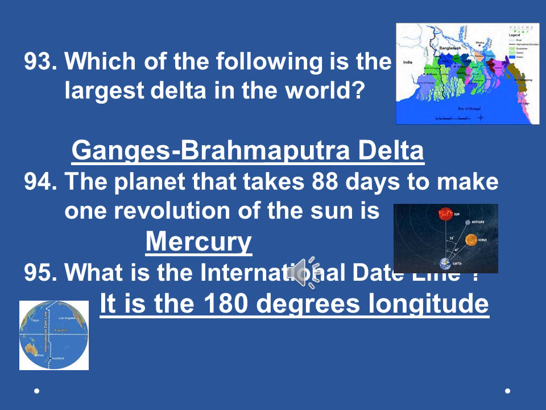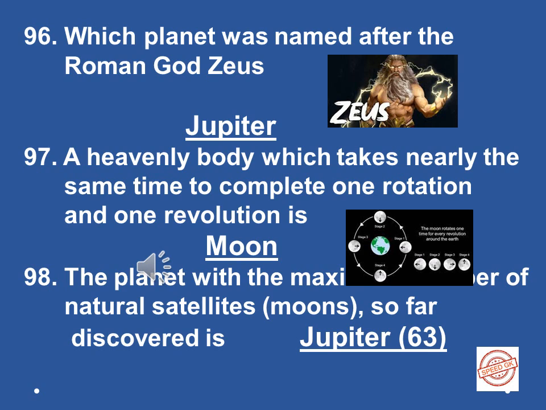What is the international date line? It is the 180 degrees longitude. Which planet was named after the Roman god Zeus? Jupiter. A heavenly body which takes nearly the same time to complete one rotation and one revolution is the Moon. The planet with the maximum number of natural satellites, moons, so far discovered is Jupiter, 63.